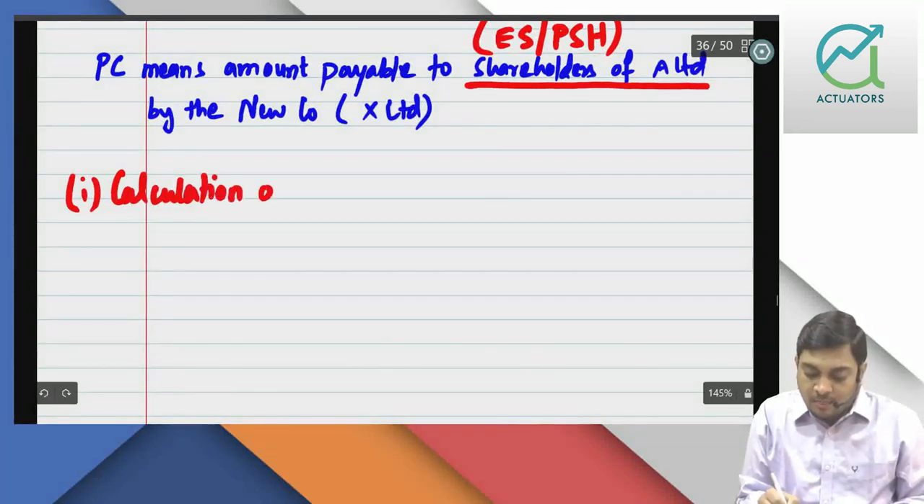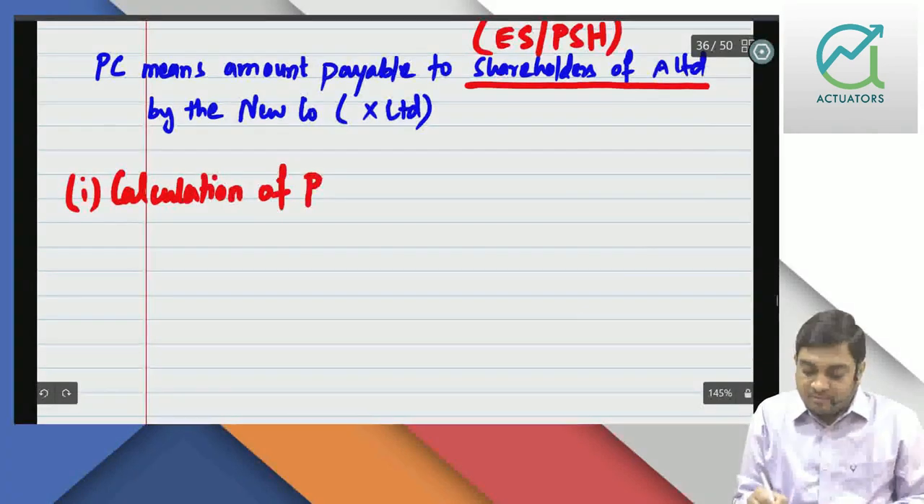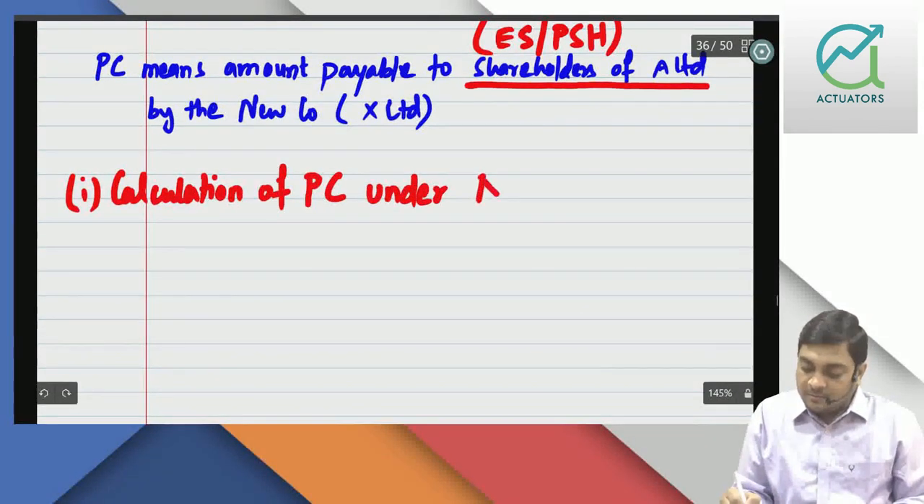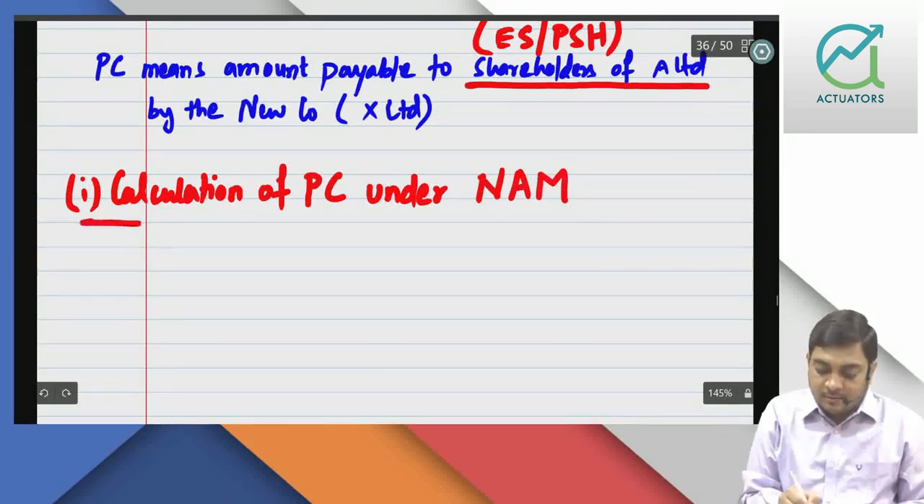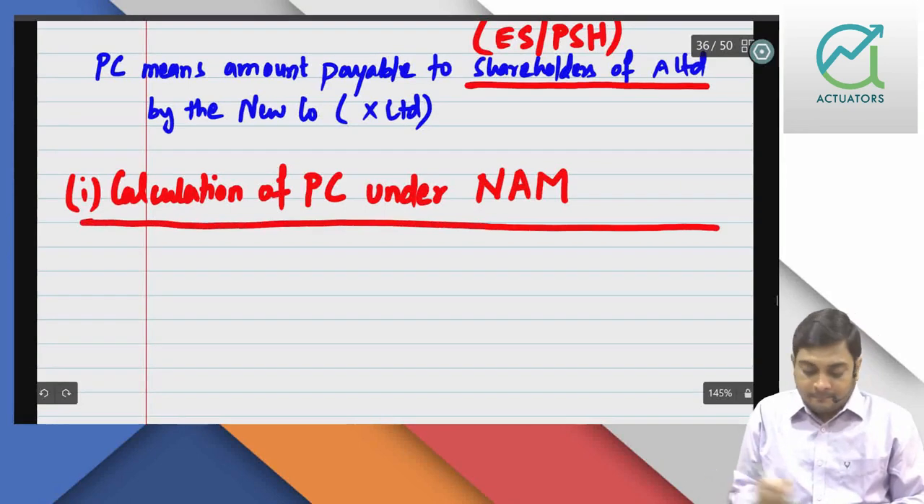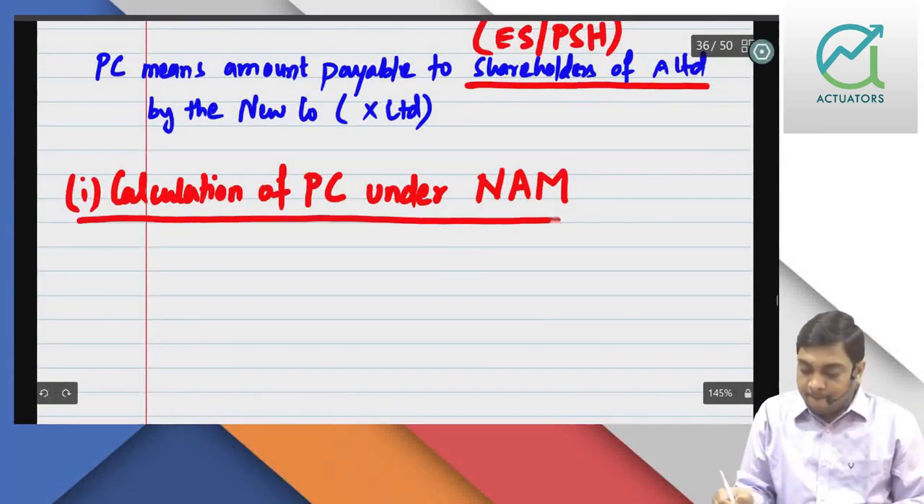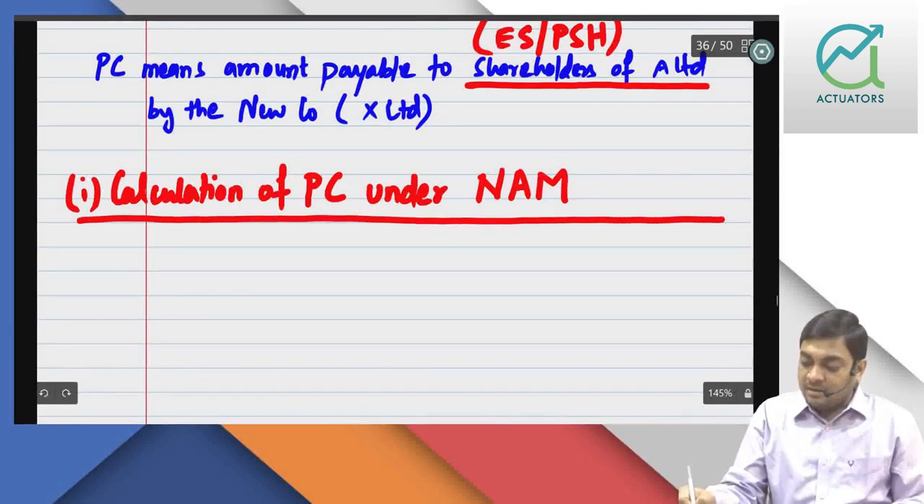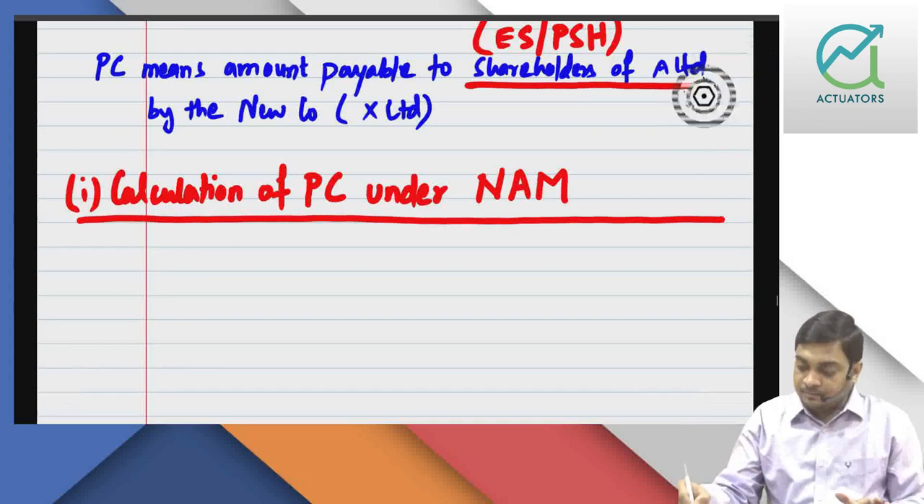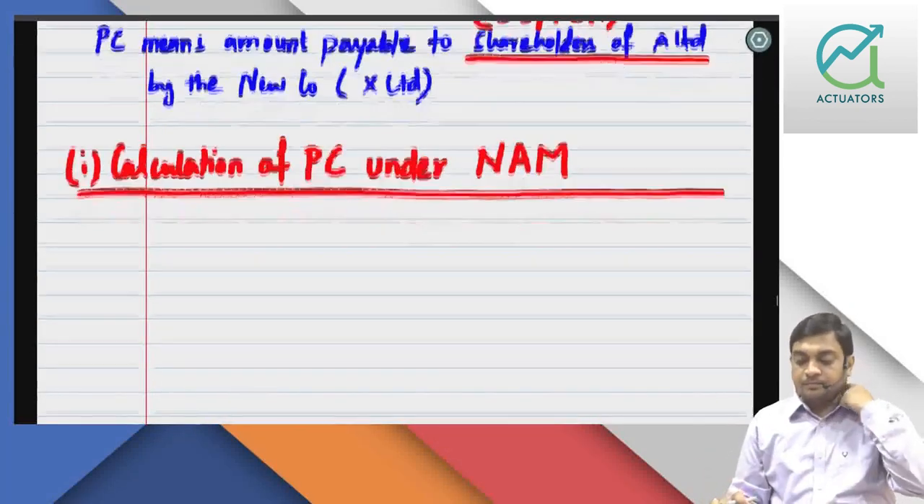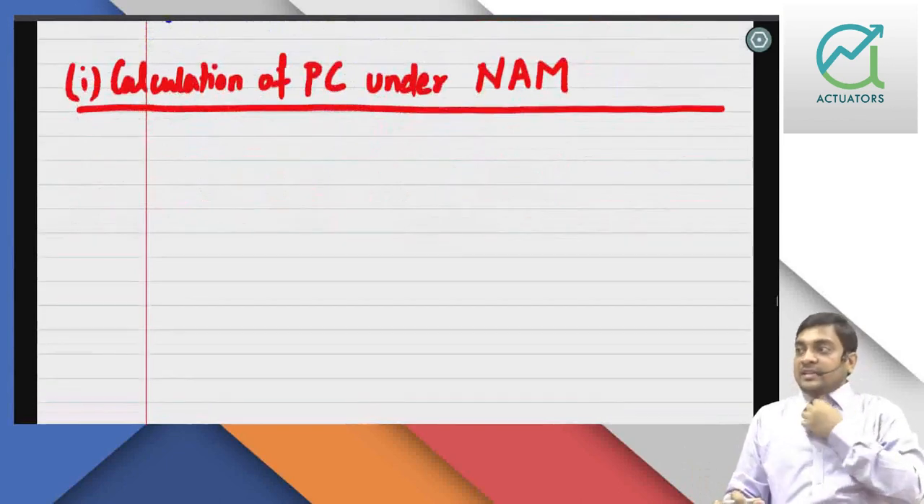calculation of purchase consideration under net asset method. Is that fine?